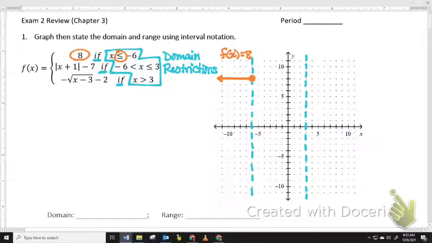In the middle, we have an absolute value function. F of x equals the absolute value of x plus 1 minus 7. So this is going to look just like the absolute value parent function, except it has been shifted to the left 1 and down 7.